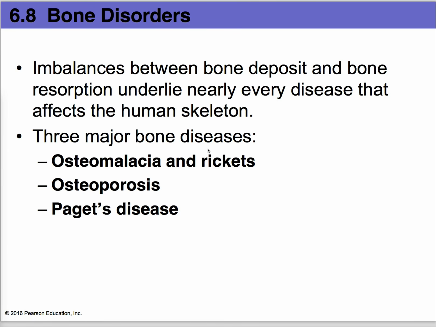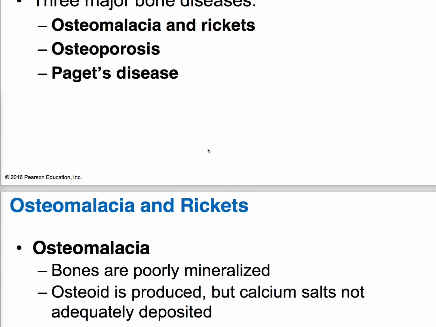Now, just about every disease that we see that affects the human skeletal system, the underlying problem tends to be the imbalance between how much bone is deposited and how much is being resorbed. The 3 diseases that we're going to be looking at are osteomalacia and rickets, osteoporosis, and Paget's disease.